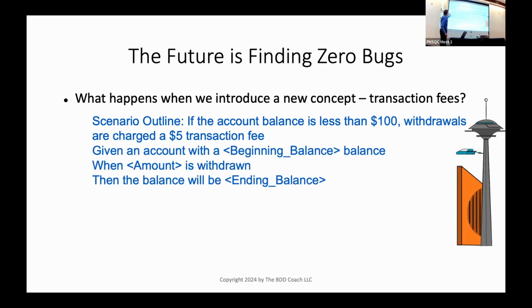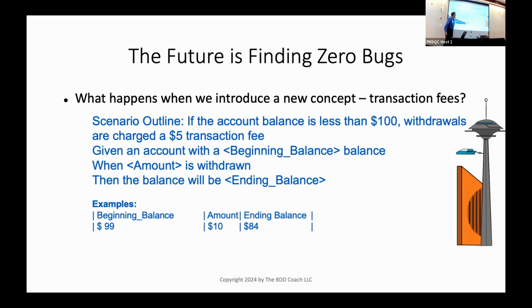Here's our requirement. It's identical to the previous requirement. No difference, which means it'll already run. But the examples are different. Look, we've got a beginning balance of $99. We withdraw 10. We don't have 89, we have 84. There's our transaction fee. And let's look at the next example. $100, withdraw 10, you've got 90. There's the answer to our ambiguity right there. There is no ambiguity at this point.